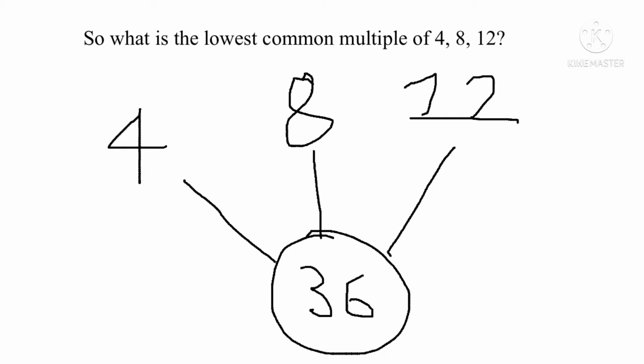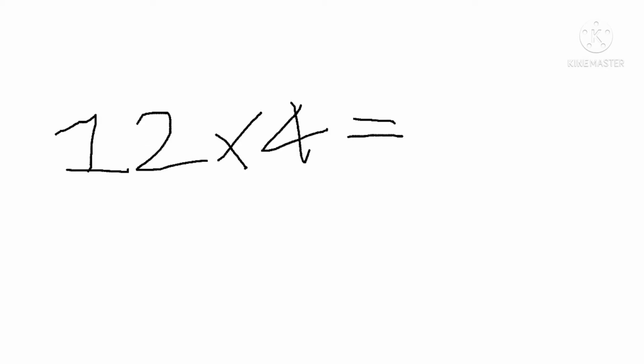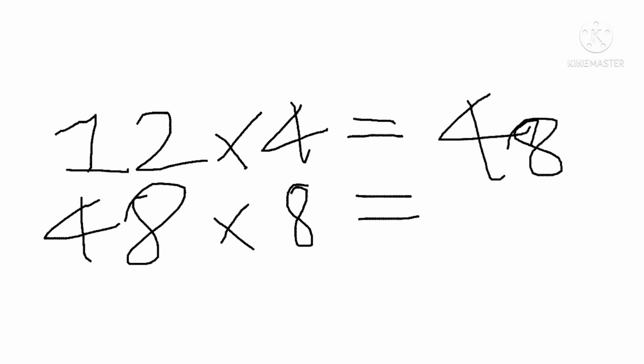So let's erase that. What about multiplying them together, because we found the LCM of 8 and 9 is 72, which is similar to multiplying? Let's try. Let's separate them. What is 12 times 4? We know it's 48. Let's write that down. Then we do 48 times 8. The answer is 384, so let's write that down.